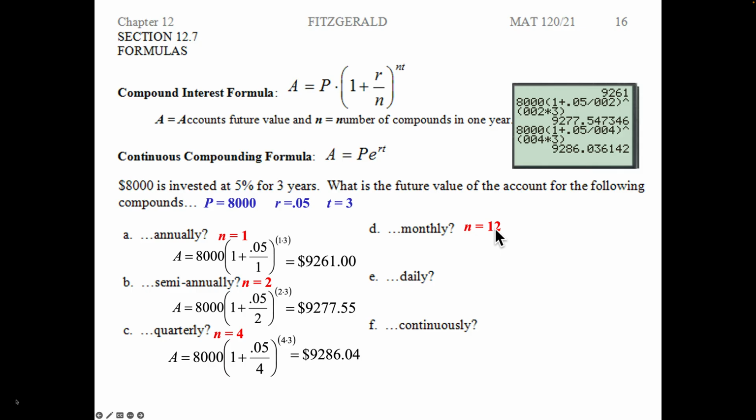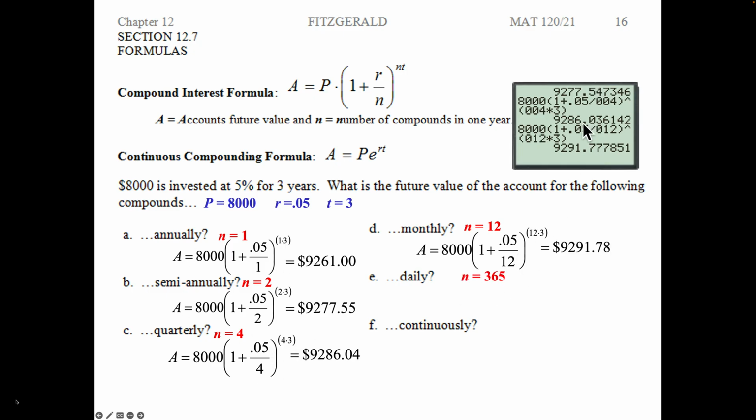Monthly, N is 12. I put in the 12s, basically where the 4's were. Everything else stays the same. Now when I go to the calculator, again, second enter, bring down this original statement, but now 4 becomes 12, and the 4 in the exponent, change it to 12. Hit enter, we get $9,291.78.